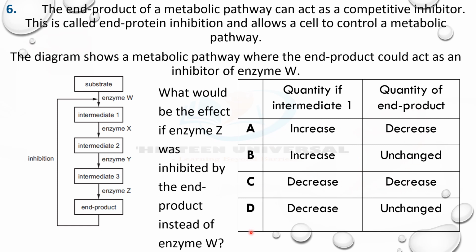All right, let's check. Of course, the next, intermediate 1, is converted from here. Remember that substrate is being converted from intermediate to intermediate 1. So W was not inhibited, so this will increase. Intermediate 1 will increase because the enzyme producing it is not inhibited. So while this increases, this decreases. So which option? Okay, the option is A. All right, let's go to the next question.